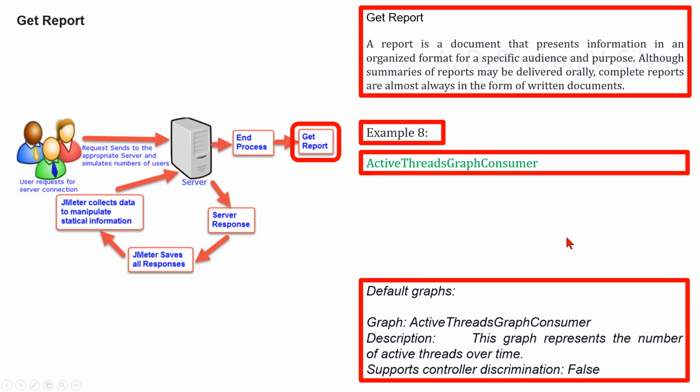Now we are considering default graphs. Here we are considering the active thread graph consumer. This graph represents the number of active threads over time. This is an example default graph, and supports controller discrimination is false.